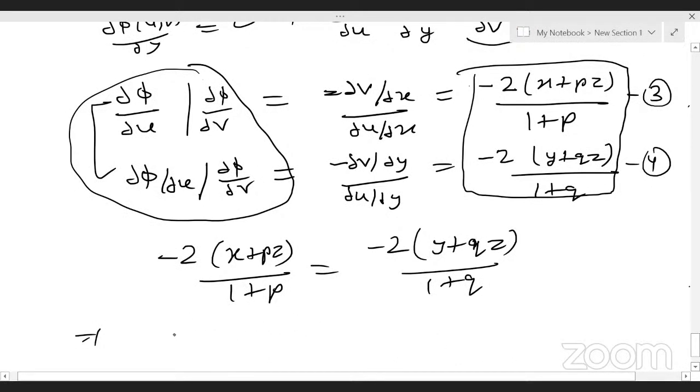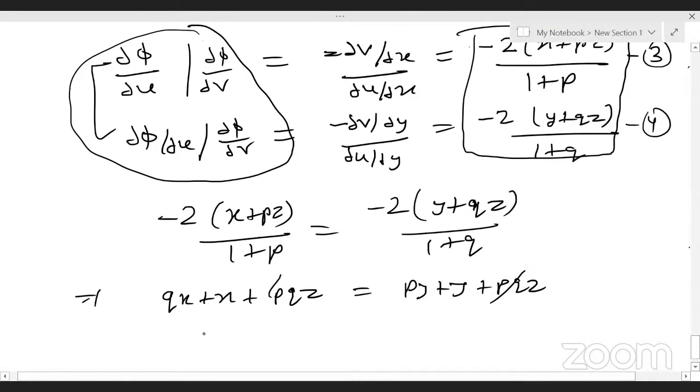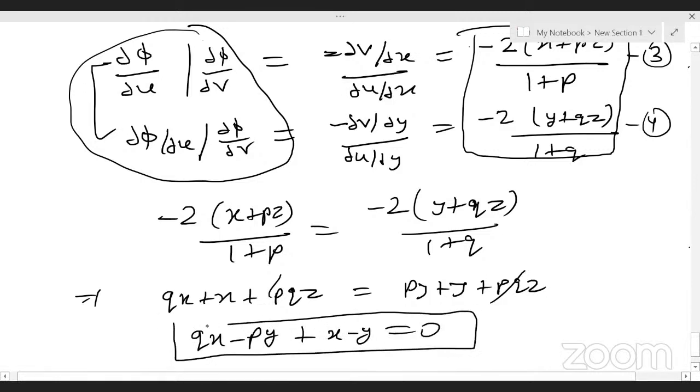So you will get qx plus x plus pqz is equal to py plus y plus pqz. pqz cancel. Now this will give you qx minus py plus x minus y is equal to 0. And this is the required PDE.